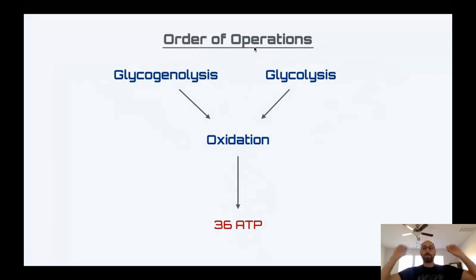So, order of operations when we just think of this process. We know that glycogenolysis and glycolysis feed into the oxidative process, okay? So, don't think that they're all just off on their own little island. They all feed into each other, all right? Now, some people always ask me, okay, then what stops the oxidation process?